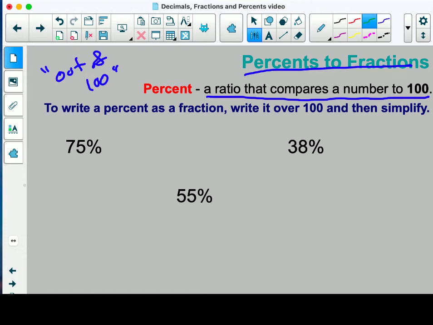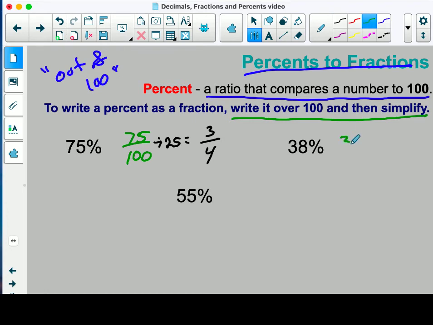And then our second line, to write a percent as a fraction, write it over 100 and simplify. That's it. So 75% means 75 out of 100. And then we always look to see if we can simplify. In this case, we can divide by 25. 75 divided by 25 is 3. 100 divided by 25 is 4.